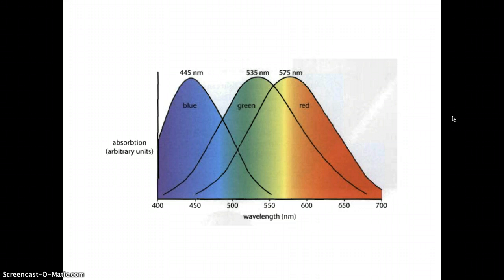The cones are responsive to different colors, and there are three types of cones. Blue cones, or short cones, because they absorb short wavelengths. Green cones, which absorb medium wavelengths, and red cones, which absorb long wavelengths. The cones absorb overlapping colors. Red and green cones absorb a lot of the same colors. These graphs show how much absorption there is of the various colors by the three main types of cones.